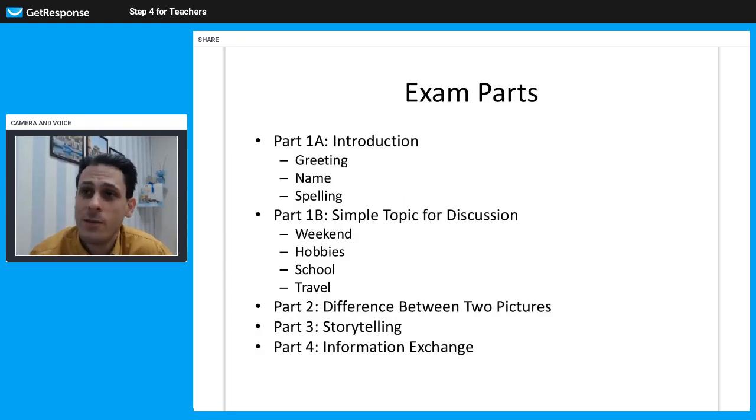It's usual in the beginning. Part 1 has 2 A and B sections. Greeting, of course, is correct. Spelling of the surname. Though, if there's limited time on the exam, that might be skipped. And there's simple topic. And this is where different verb tenses can come into play.